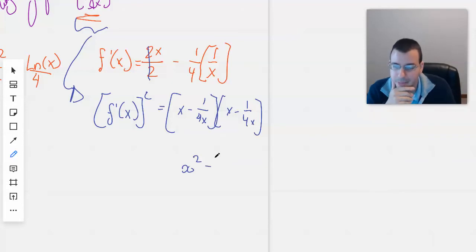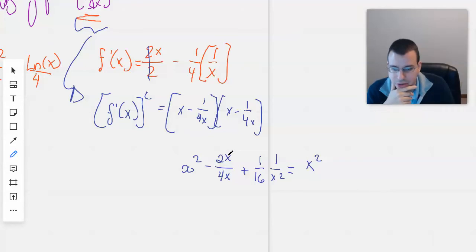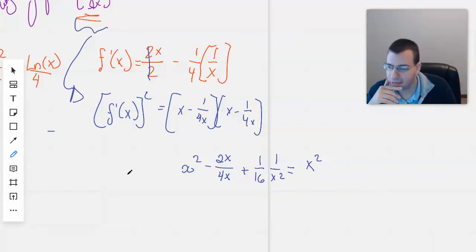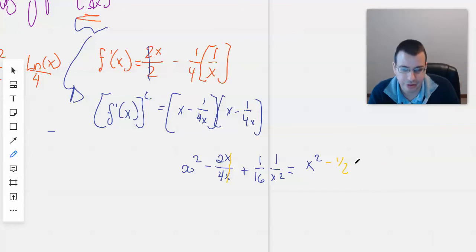X squared minus, okay, so we're going to have 2 times x over 4x. The 2 comes from the two cross terms because they're the same. And then we'll do plus 1 over 16. It's really a double negative. And we'll do 1 over x squared, which equals x squared. These cancel. My penmanship is not as strong today as it normally is. Minus 1/2 plus 1 over 16x squared. Okay.